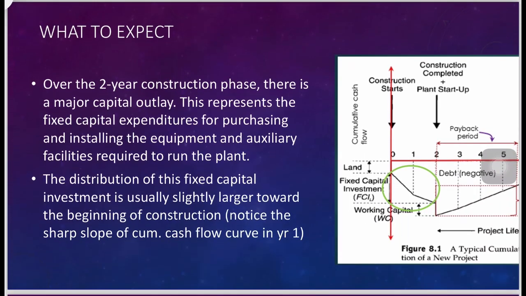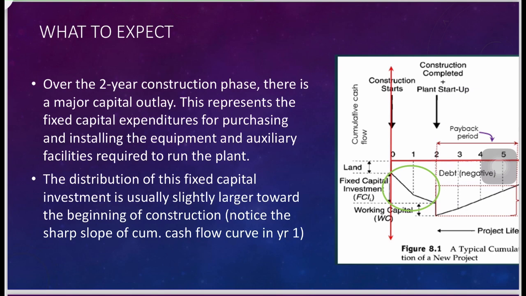So over the 2-year construction phase, there is a major capital outlay. This represents the fixed capital expenditures for purchasing and installing the equipment and auxiliary facilities required to run the plant. The distribution of this fixed capital investment is usually slightly larger toward the beginning of the construction. So notice the sharp slope of the cumulative cash flow curve in year 1. All right.